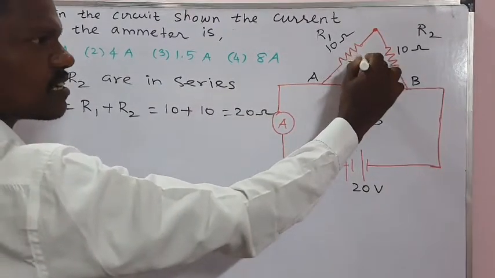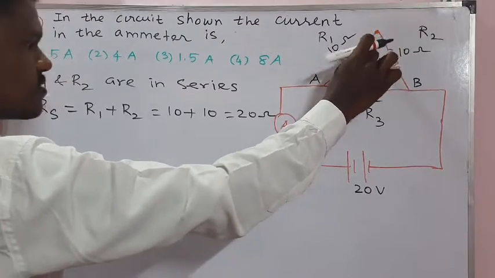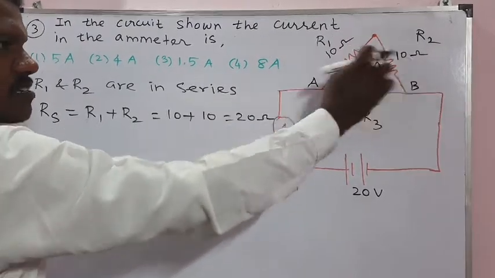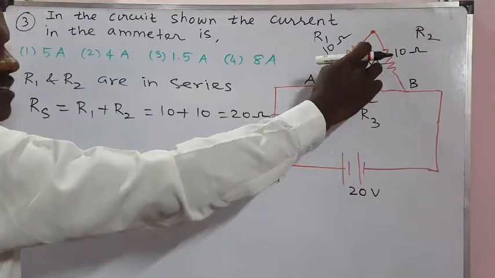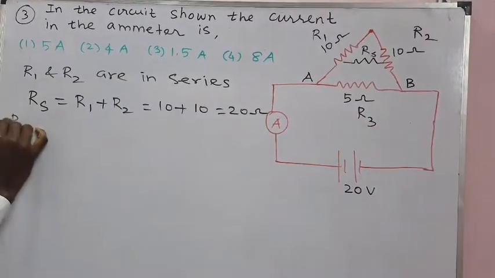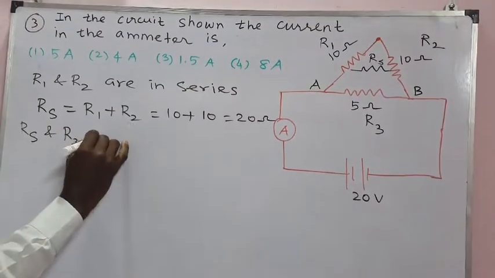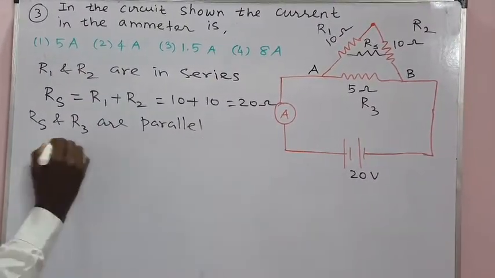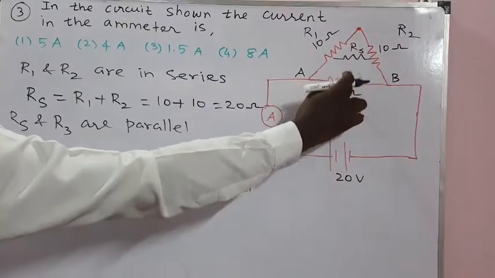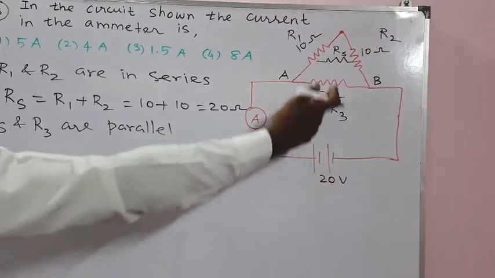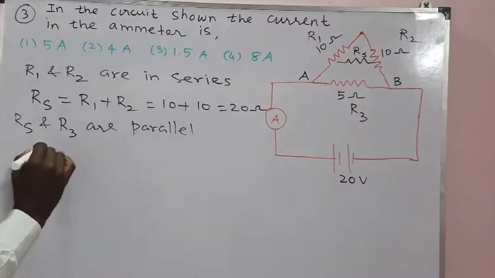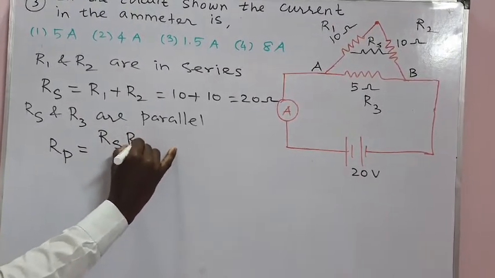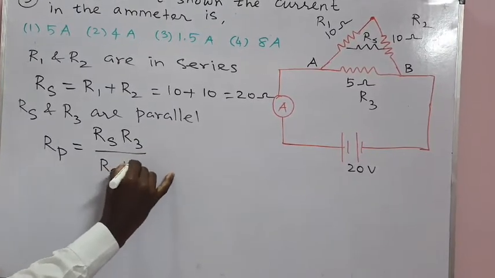Now this becomes 20 ohm, which we take as RS. Listen, first we simplify the two resistances; after that we have the 20 ohm RS. This RS and R3 are in parallel. RS and R3 are in parallel. So we have to find out RP. What is the formula for RP? RS R3 divided by RS plus R3.